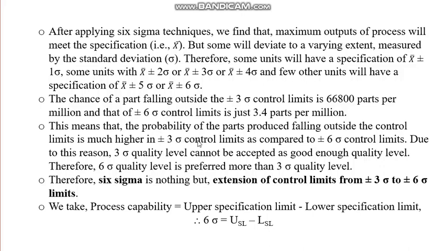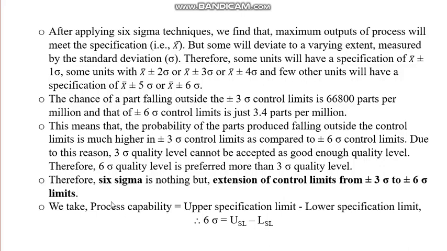That means the probability of the parts produced falling outside the control limits is much higher in 3 sigma control limits as compared to 6 sigma. Due to this reason, the 3 sigma quality level cannot be accepted as a good enough quality level, but 6 sigma is preferred. Therefore, 6 sigma is nothing but an extension of the control limits from plus or minus 3 sigma. Maybe in the olden days they were satisfied with plus or minus 3 sigma. Now you have to bring it to plus or minus 6 sigma limits.